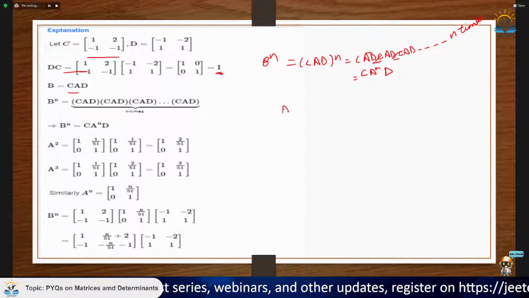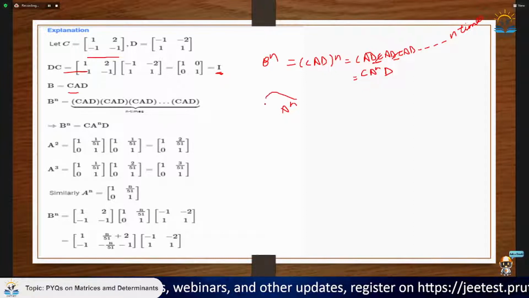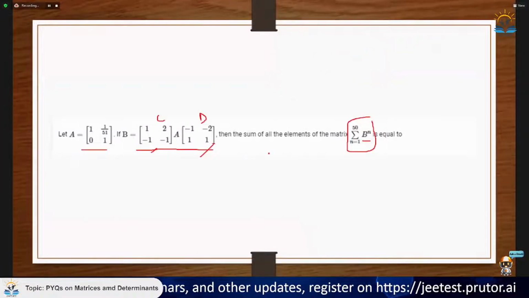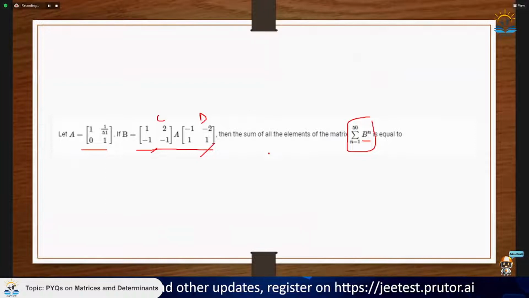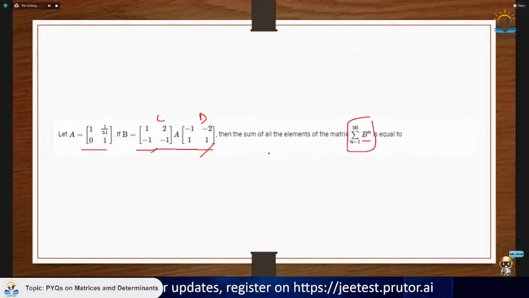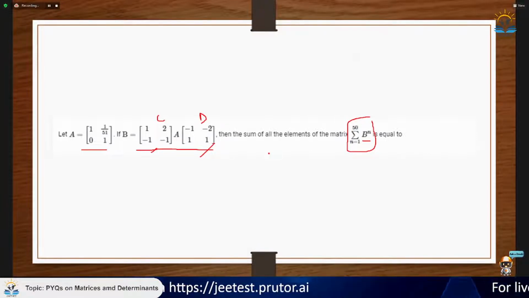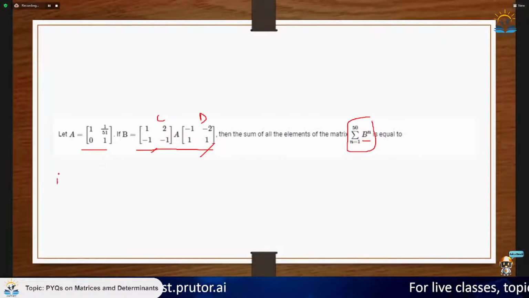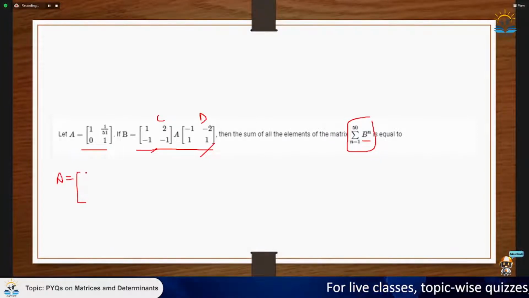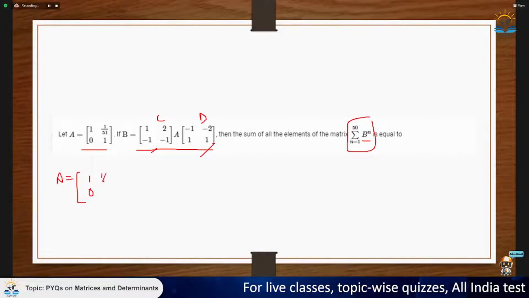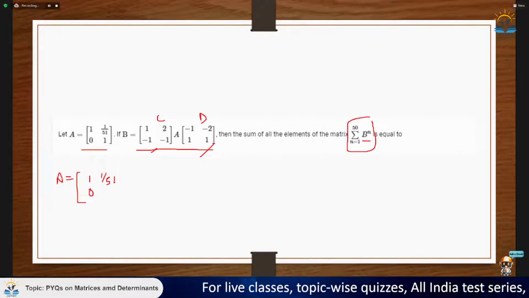Now, since you are getting A power n, you need to calculate this, and the matrix A is given to you. So let us calculate A squared and A cube, and see if you are getting some sort of symmetry. If you are, then you can directly write A power n. So firstly, let's calculate A square and A cube. So let's do it here only. A is equal to [1 1/51; 0 1].